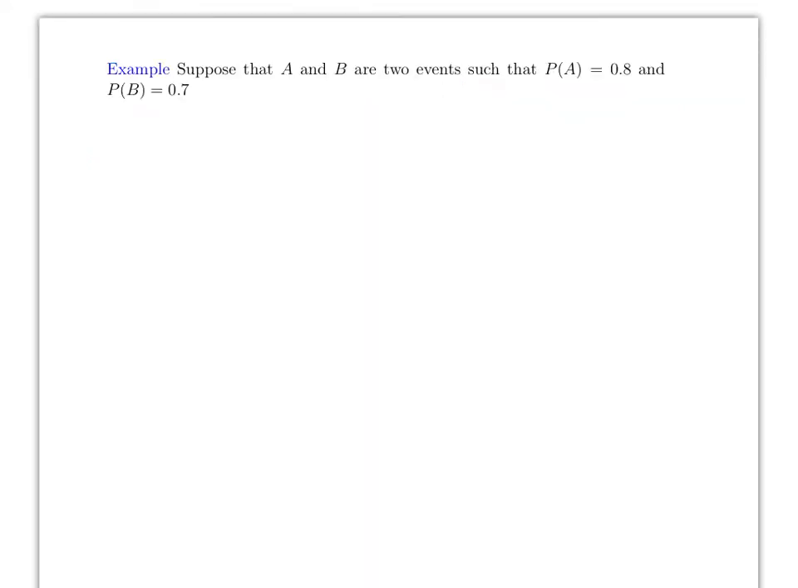All right, let's look at the next example in which we're going to use the two previous rules. The question gives you this information. It says, suppose that A and B are two events such that the probability of A is 0.8 and the probability of B is 0.7. All right, so let's look at the first question. Is it possible for the probability of A and B to be 0.1?